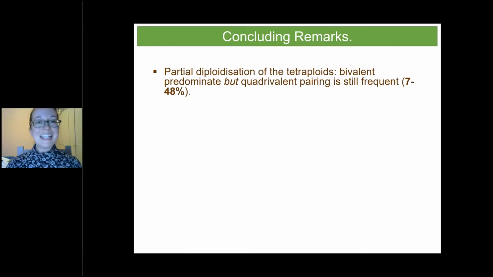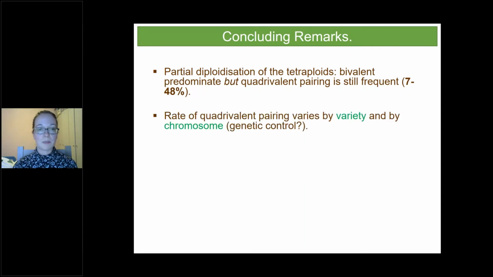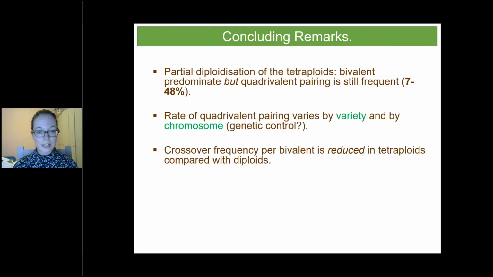So what we are seeing here in the potato meiosis is that certainly there's been a cytological diploidization because there is a predominance of these bivalents, but we do still have the quadrivalents or the multivalents being very frequent. So it varied from 7 to 48% depending on which variety we were looking at and which chromosome as well, suggesting there might be some kind of genetic control of this, which we can't really comment on right now.